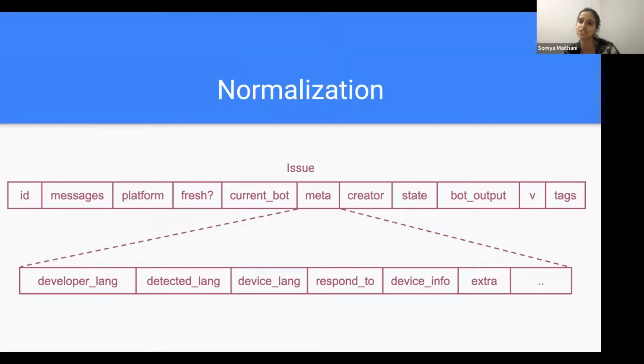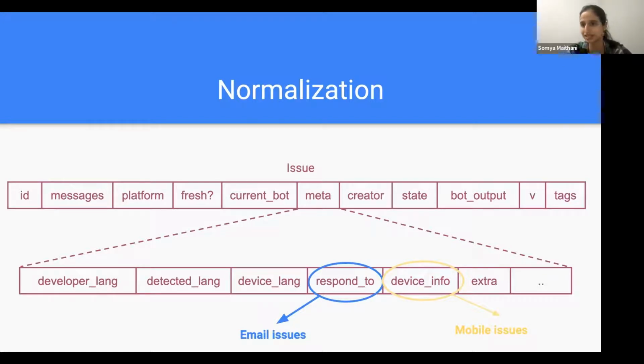Now, meta was basically a JSON in our MongoDB data model, which had a couple of fields, which is developer language, detected language, device language, respond to, device info, and extra. Now, the first three were always present. The languages basically were present for all types of issues. But the next two fields, which is respond to and device info, depended on the type of issue that you had. So, for example, if it's an email issue, it would contain respond to, but it wouldn't contain anything else. Whereas if you have mobile issues, it would just contain device info.